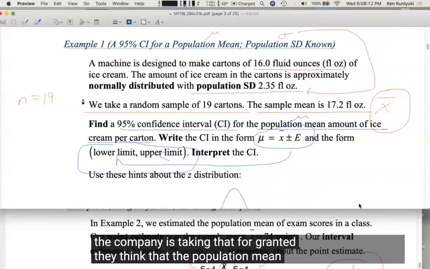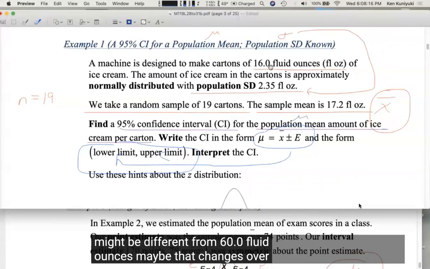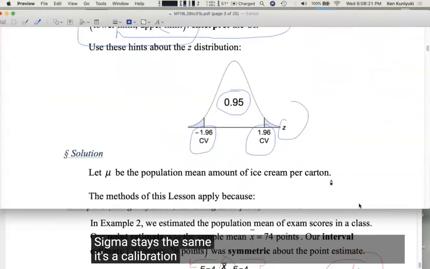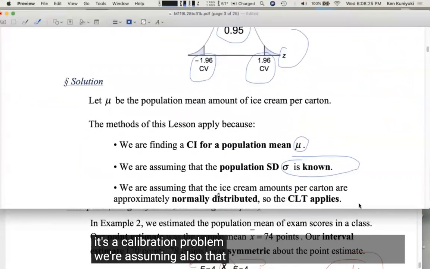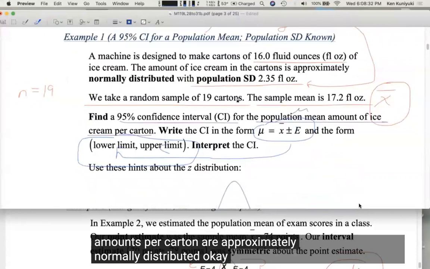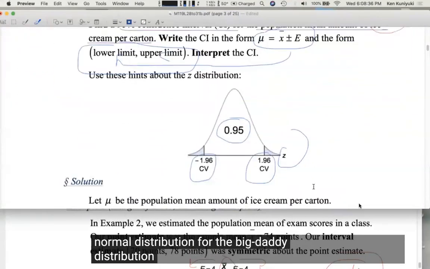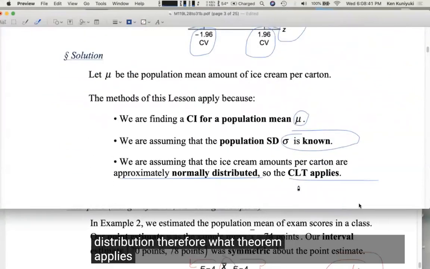They think that the population mean might be different from 60.0 fluid ounces. Maybe that changes over time potentially, but they're assuming that sigma stays the same. It's a calibration problem. We're assuming also that the ice cream amounts per carton are approximately normally distributed. Okay, we assumed a normal distribution for the Big Daddy distribution. Therefore, what theorem applies? The central limit theorem for means.